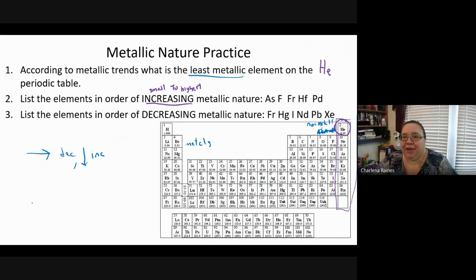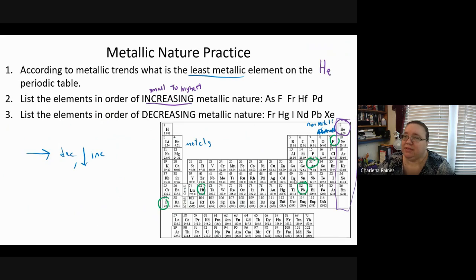So I've got my pattern on the screen. I increase as I go down. I decrease as I go across. My strategy is to mark the elements on the periodic table: As, F, Fr, Hf, and Pb. Notice that these kind of sort of form a very loose diagonal.